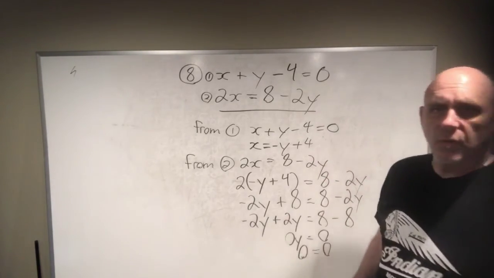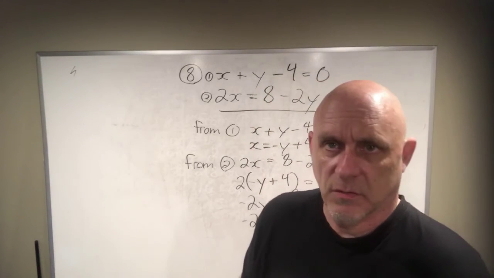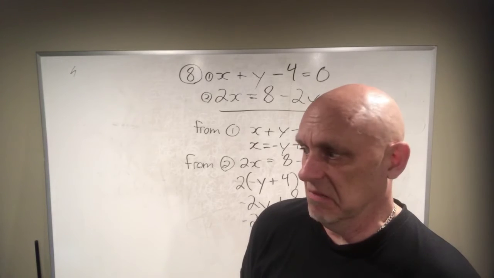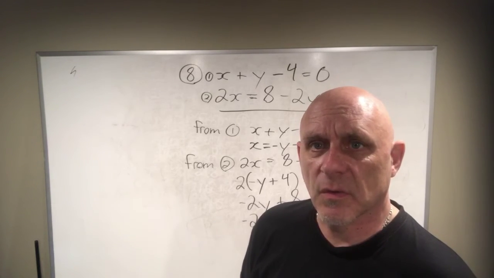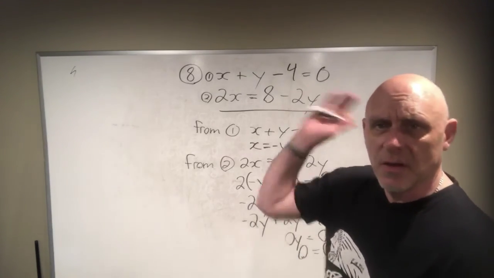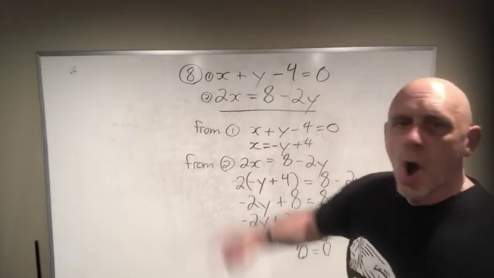When does 0 equal 0? Always. For what x values does 0 equal 0? Any x you want. For what y values does 0 equal 0? 0 doesn't care what x and y are doing. It's not even involved in here. It's gone. There's no x, there's no y. 0 equals 0 always.